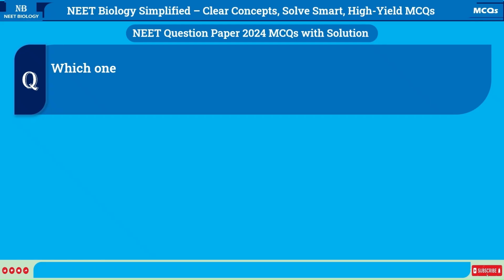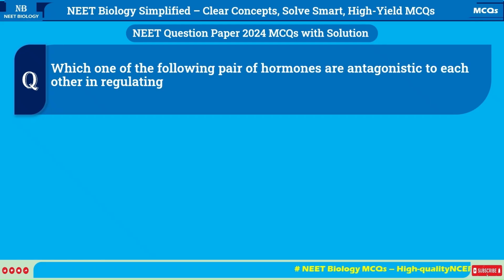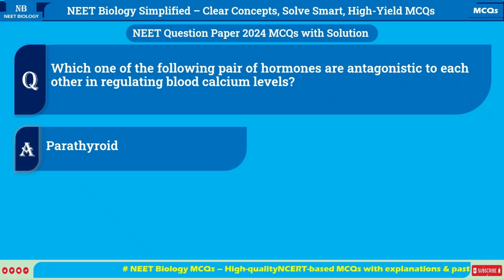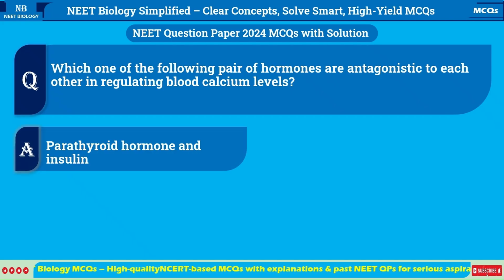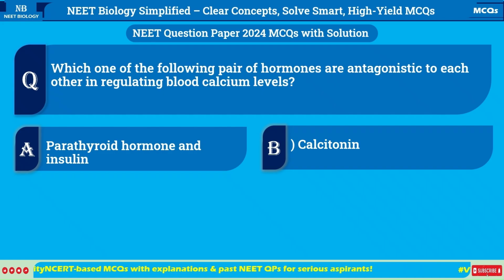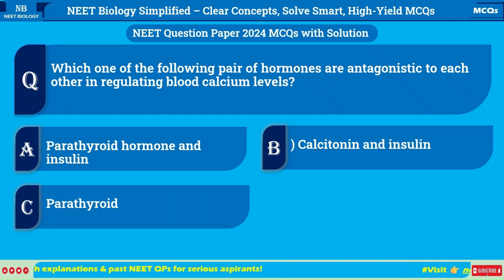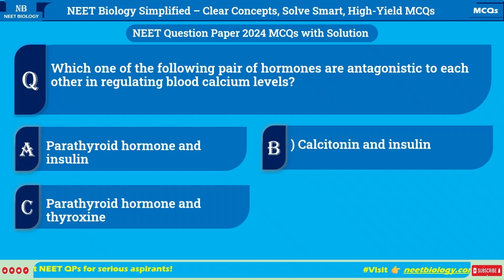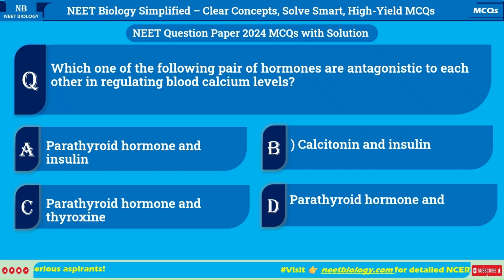Which one of the following pair of hormones are antagonistic to each other in regulating blood calcium levels? A. Parathyroid hormone and insulin. B. Calcitonin and insulin. C. Parathyroid hormone and thyroxine. D. Parathyroid hormone and calcitonin.